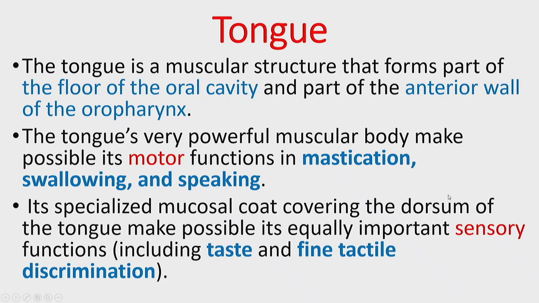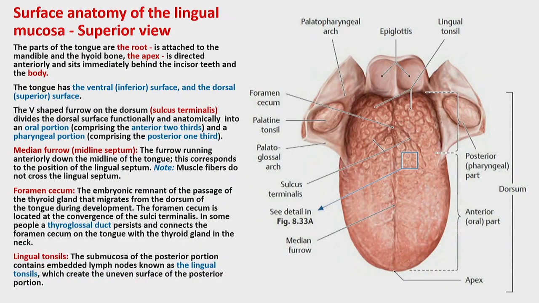Also, regarding the sensory innervation of the tongue, it plays a role in taste, the perception of taste, and fine tactile discrimination, the sensitive innervation that we are going to discuss.